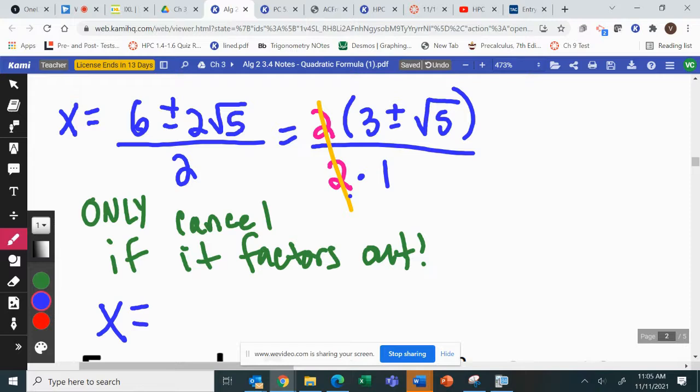So after we cancel out the 2's, we now have 3 plus or minus square root 5 would be our 2 x's, our 2 values. 3 plus square root 5 and 3 minus square root 5 would be our 2 answers.